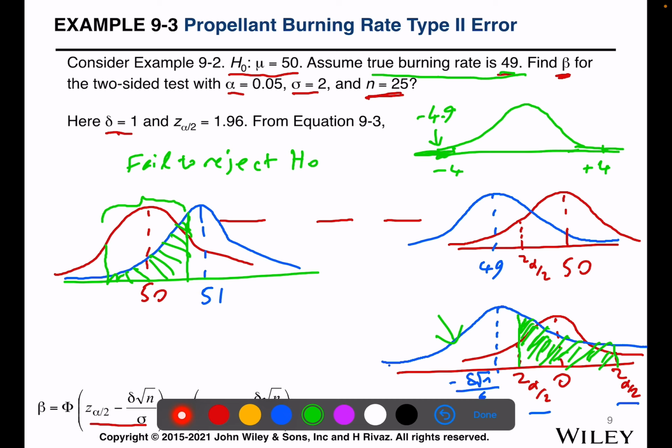And same on the other side. These guys are so close to 1 that they are actually 1, right? So if you want to calculate Z of some number here, that's actually 1, the probability. Any other questions? Okay.